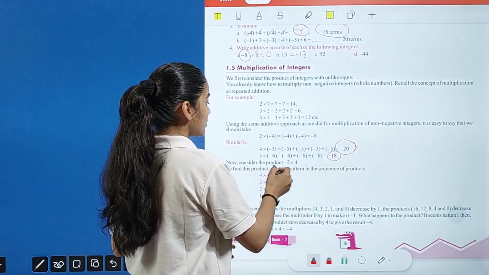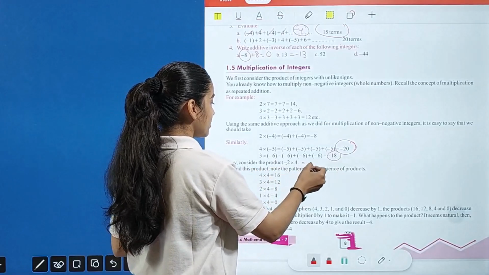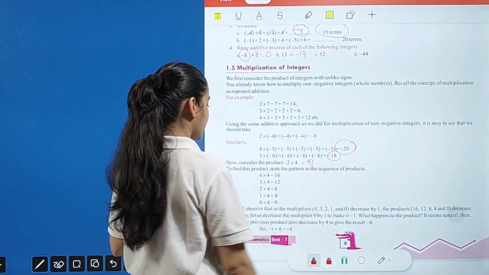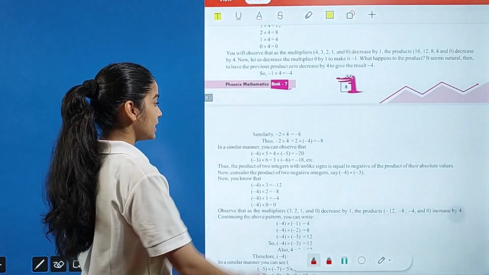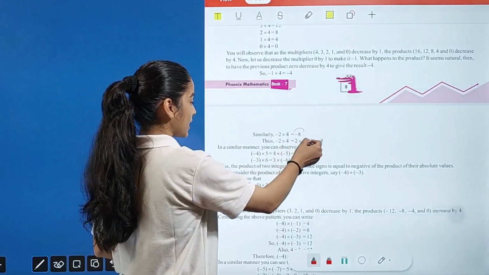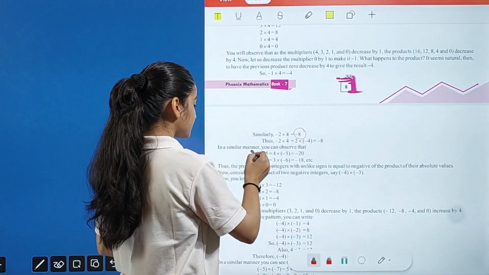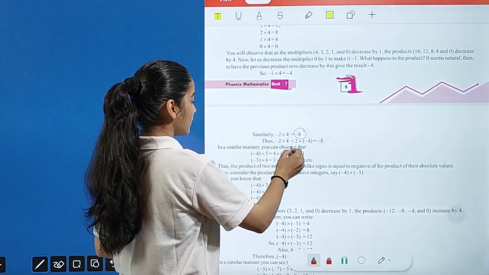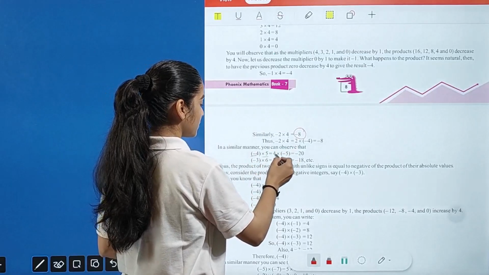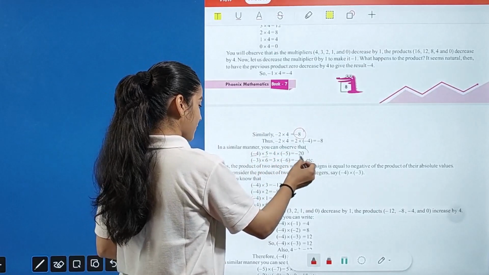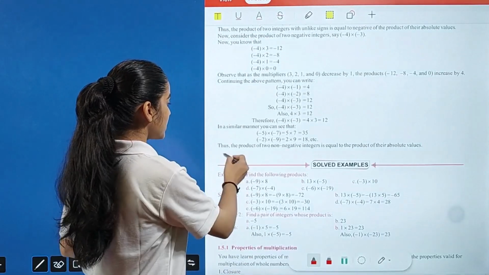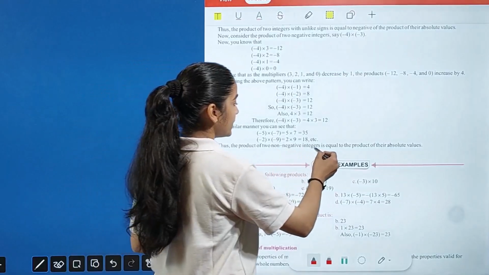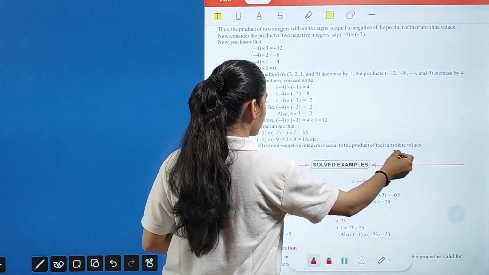Now consider the product of minus 2 and 4, which is minus 8. So 4 multiplied by 4, 3 multiplied by 4, the same process we have. Similarly, minus 2 multiplied by 4 is minus 8. In a similar manner, you can observe that minus 4 multiplied by 5 is equal to 4 multiplied by minus 5. Thus the product of two integers with opposite signs is equal to the negative of the product of their absolute values.